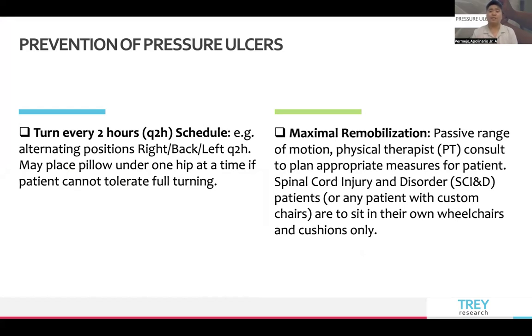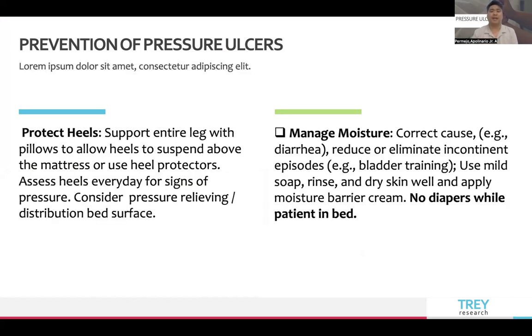The second way to prevent pressure ulcers is to maximize remobilization. By applying passive range of motion, with the help of our physical therapist, we can plan appropriate measures for the patient's direct care. Third, protect the heels. We can support the entire leg with pillows to allow the heels to be suspended above the mattress, or use heel protectors. We should also assess the heels every day for signs of pressure, considering pressure relief or distribution on the bed surface.